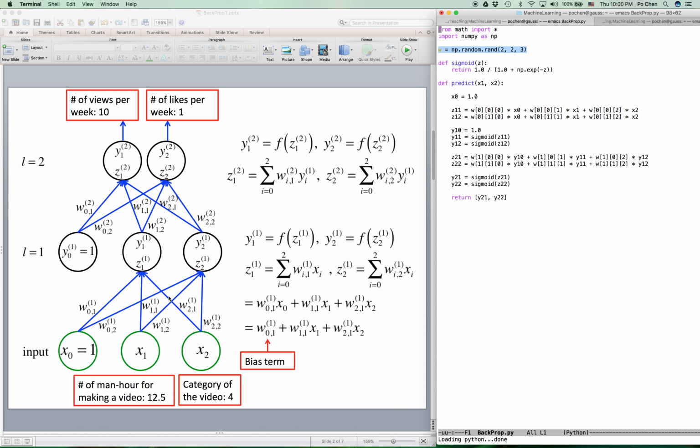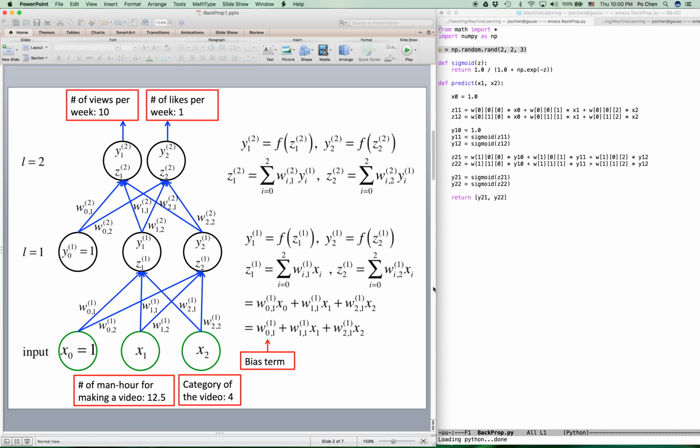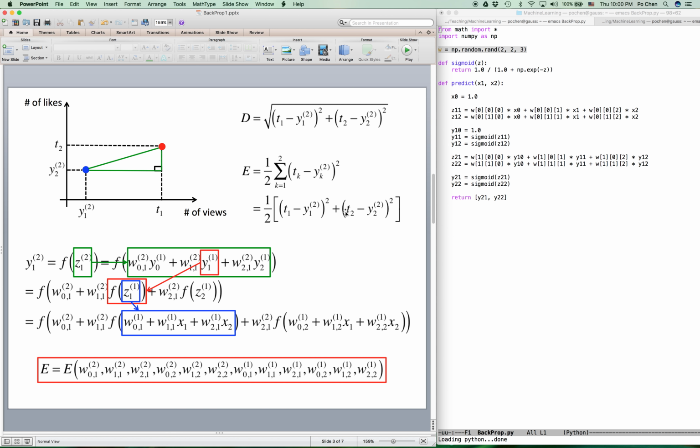In order to build such a feedback mechanism, the first thing we need to do is to quantify the errors in the output. We need to come up with some numbers to represent how different our neural network's output is from the actual number of views and likes per week. For our example, our output has just two numbers: the number of views per week and the number of likes per week.